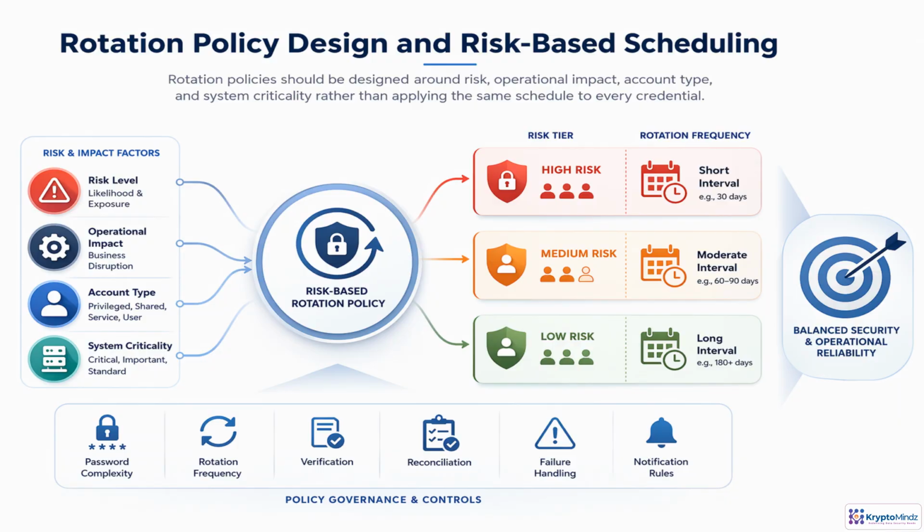Rotation policy should not be one size fits all. Start by evaluating the credential's likelihood of exposure, operational impact, account type, and the criticality of the system it protects. A highly privileged shared account in production may need rotation every 30 days or even after each use. A low-risk user or service credential may safely rotate less often if monitoring and access limits are strong. The policy also needs governance, complexity rules, verification, reconciliation, failure handling, and notifications. The goal is practical security: reduce credential risk without creating unnecessary outages.